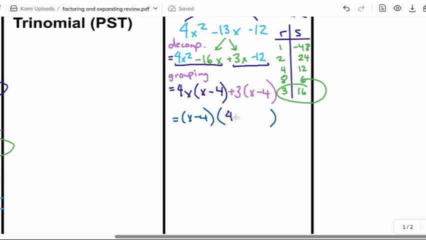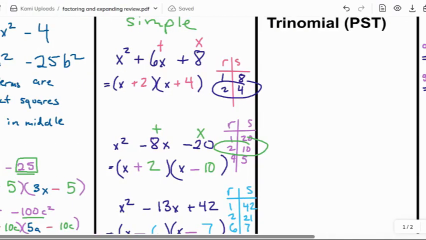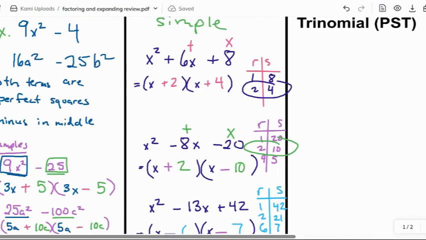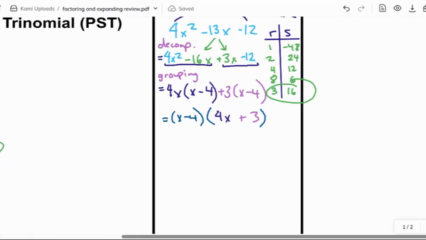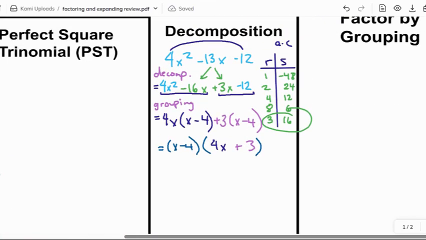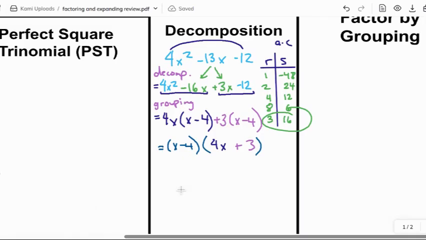Nice. 4x plus 3. How many steps does that take, this whole process? 3. How many steps does simple trinomial factoring take? 1. So if you can, avoid decomposition. Okay? So you might make some notes for yourself here.